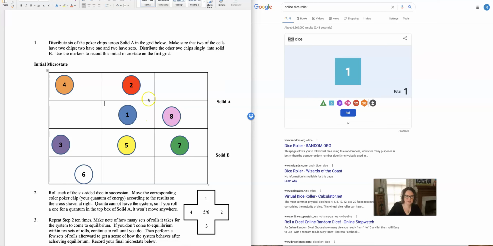Okay, the first thing we're going to do is set our dots up in an initial state. And we're going to distribute them as described here. I've messed this up a few times already, so this is really hard to read, but here's what we're going to do. 6 of your chips are going to be in solid A. So I have 6 chips in solid A. Got it. 2 chips in solid B. No problem. Okay, then in solid A, we're going to make sure 2 cells have 2 chips. Okay. 2 have 1 chip and 2 have 0 chips. And then these other last 2 chips are singly into solid B.